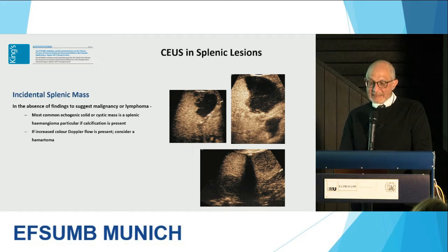So for an incidental splenic mass that you see on your ultrasound examination, in the absence of findings to suggest malignancy or lymphoma, the most common echogenic solid or cystic mass is a splenic hemangioma, particularly if calcification is present. If increased color Doppler flow is present, consider a hematoma, but much rarer.